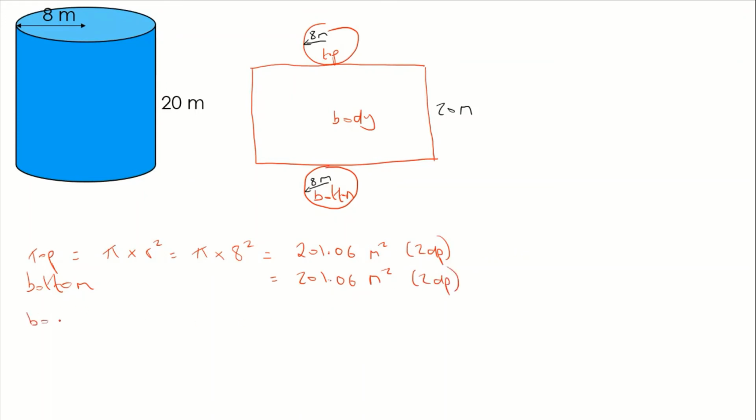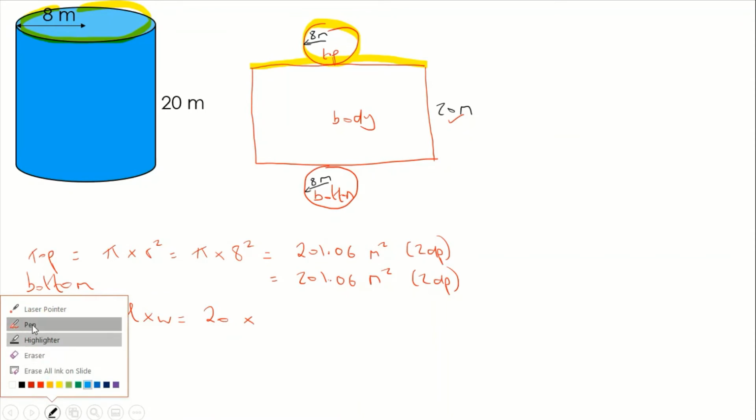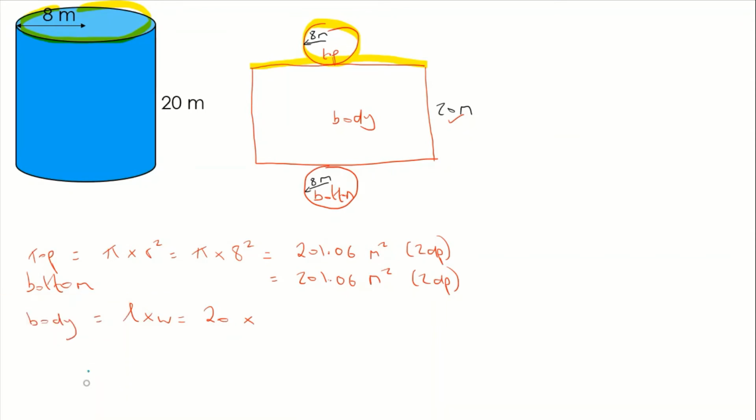Now the body, it's a rectangle, so it's length times width. So it's definitely 20 here. And again, if I do it in yellow highlighter, this bit here must wrap around the entire circle to make it fit. So this bit here must be the circumference, which is pi times diameter.